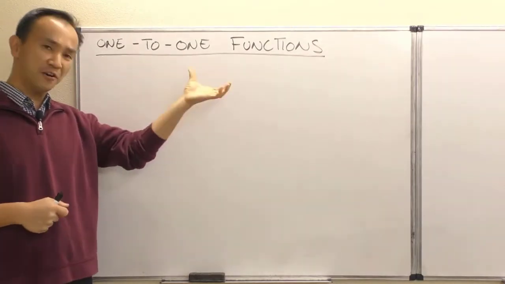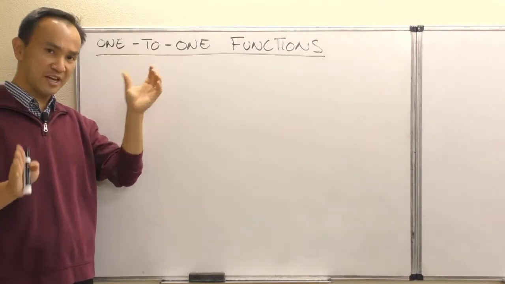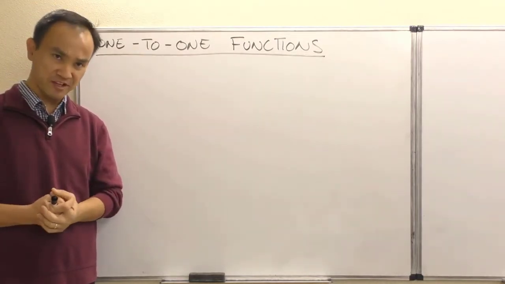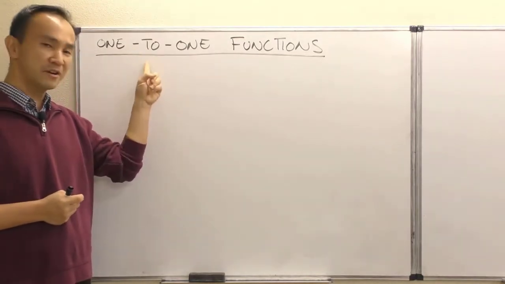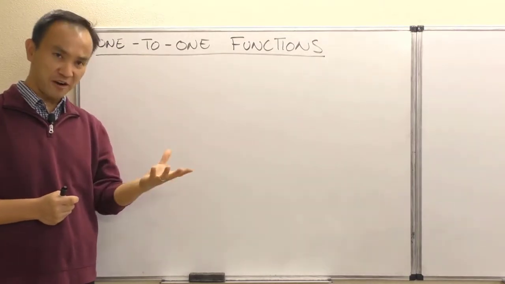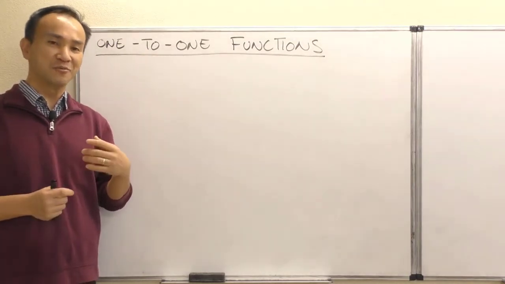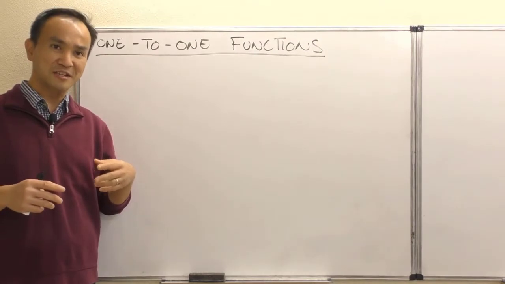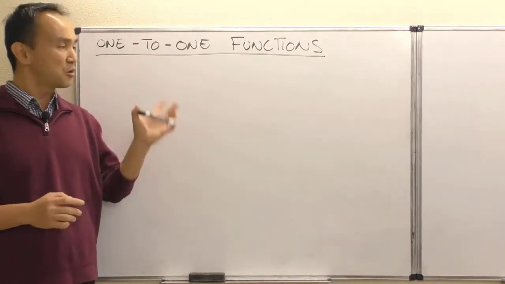One-to-one is actually a property. It's not a function name. It's just a property. So we're going to study those kinds of functions where we regard them as being one-to-one. Okay, so let's get into it.